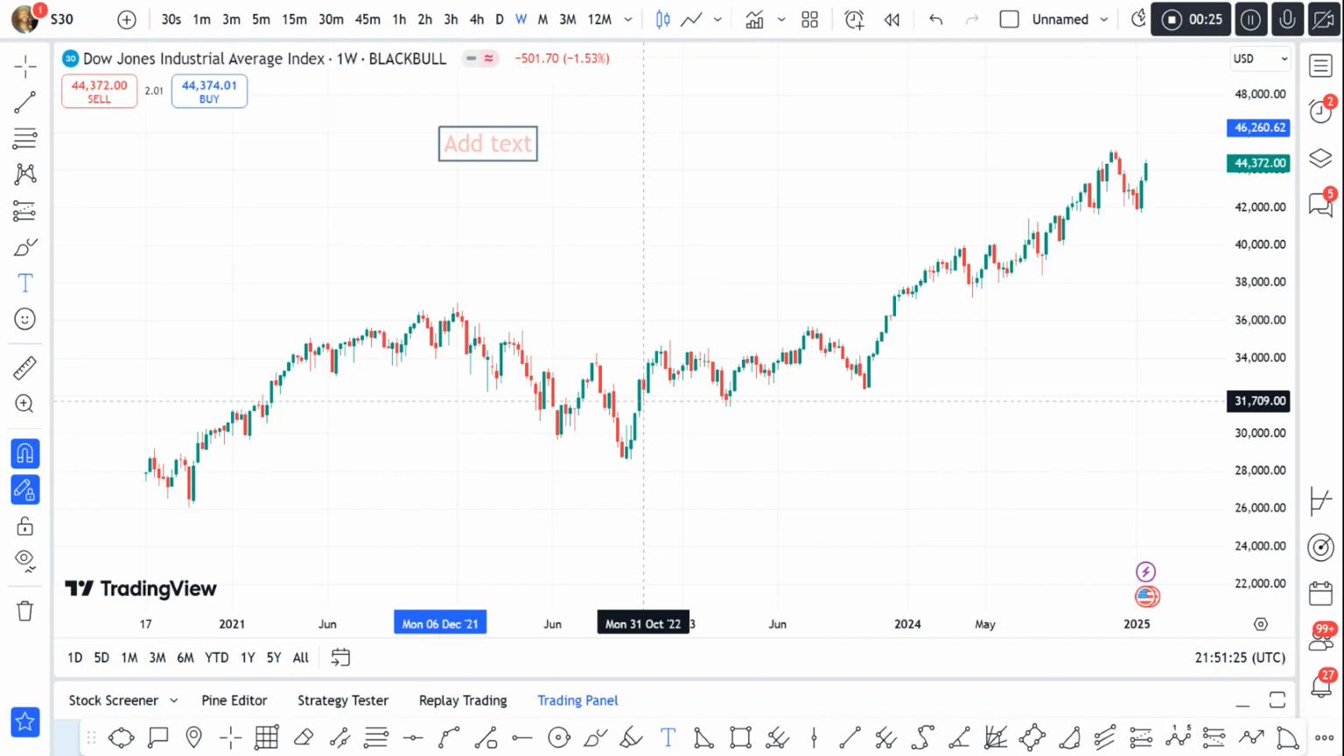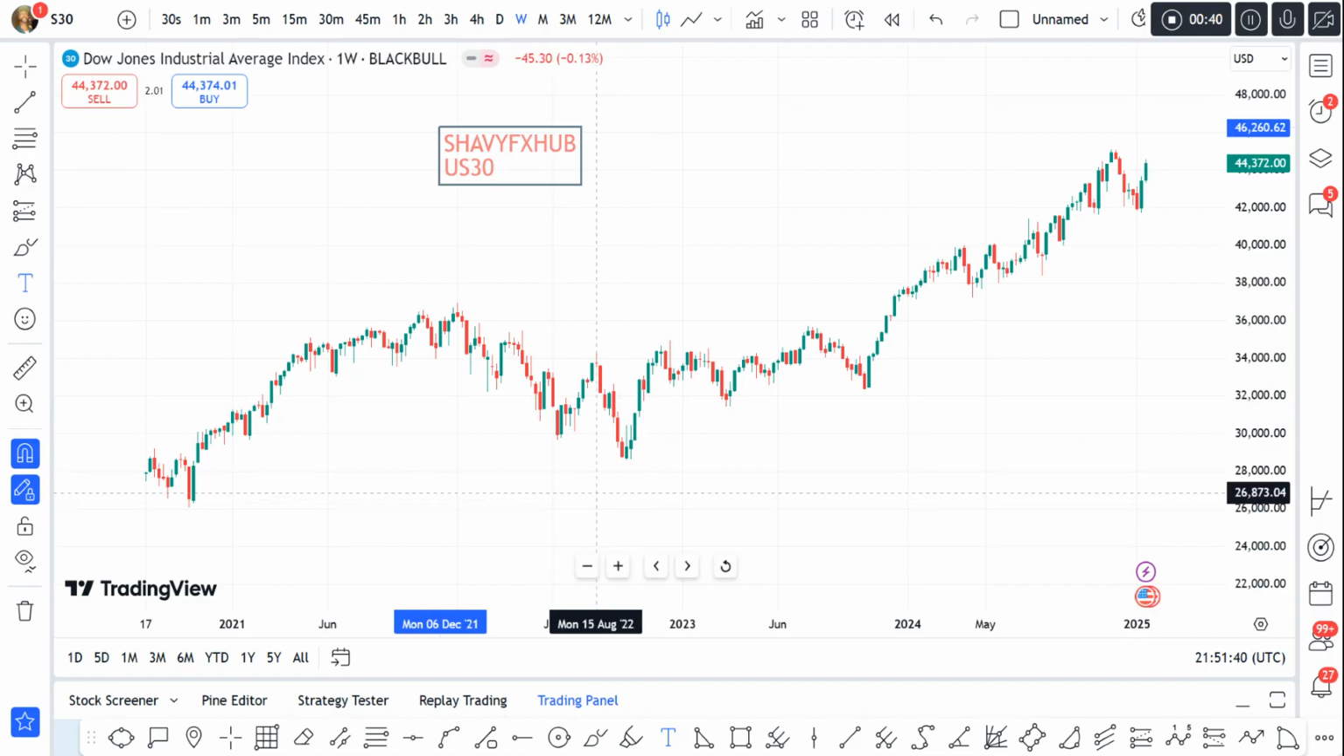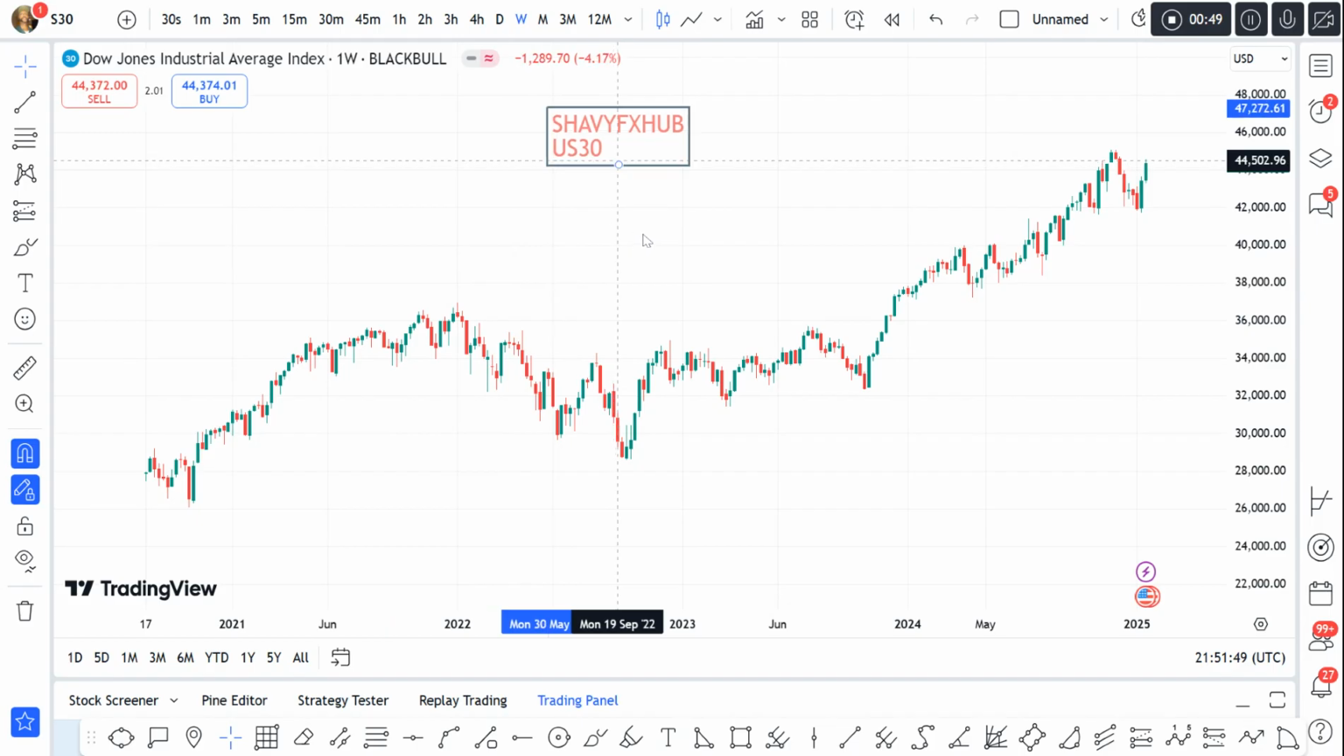Anything that is volatile, that is what Shavi FS Hub loves. Anything that is volatile, Shavi FS Hub will bring market structure to it. And henceforth, from today, we start to chart US 30, German 40, German 30, and the Nikkei. We all go into it. It matters a lot.